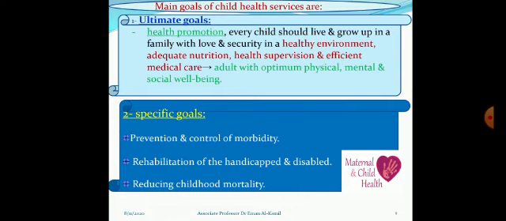And also in some countries, they provide the mother with what is called the weaning food, the food when the child starts to eat. So they provide him with certain weaning food to prevent malnutrition. Also, rehabilitation of the handicapped and disabled. It is important. Why?